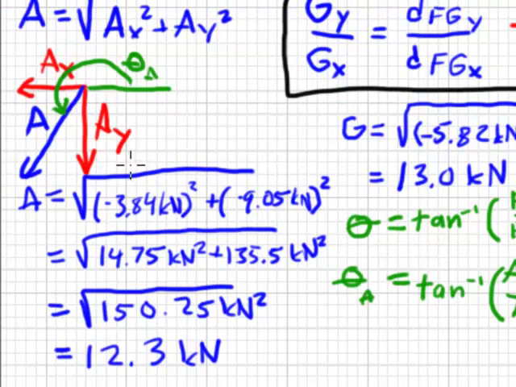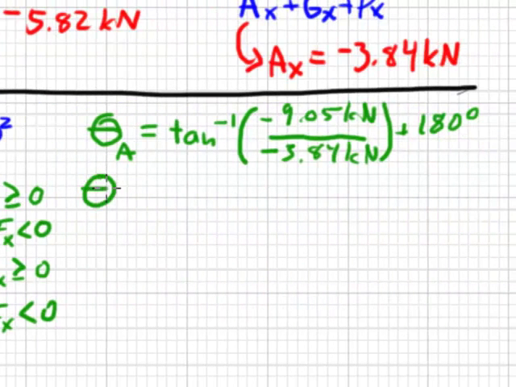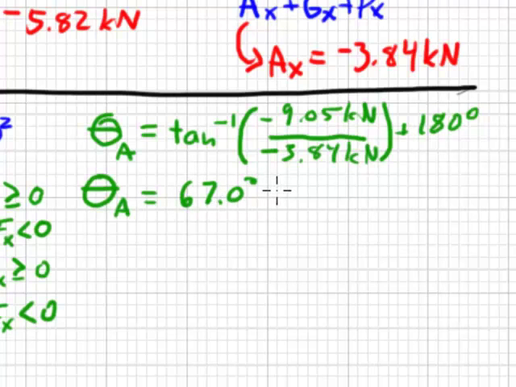Our diagram over here clearly indicates that we will have a third quadrant angle. Calculating this out, the angle at A is 67.0 degrees plus 180 degrees, yielding 247 degrees.